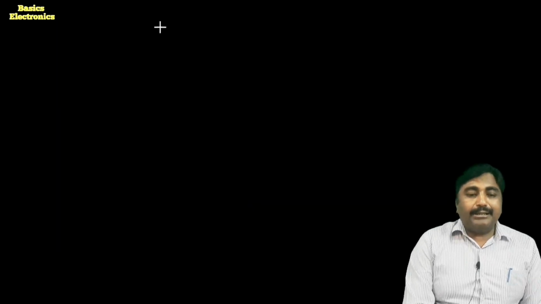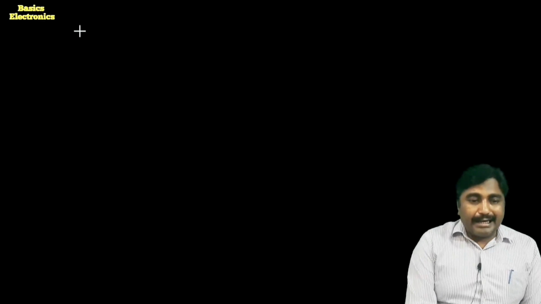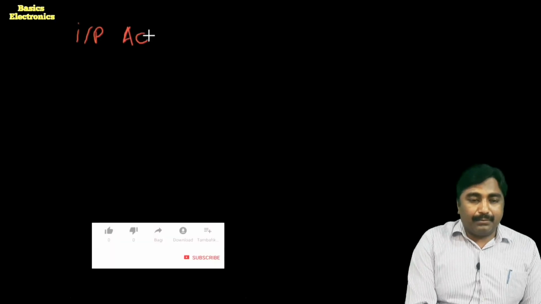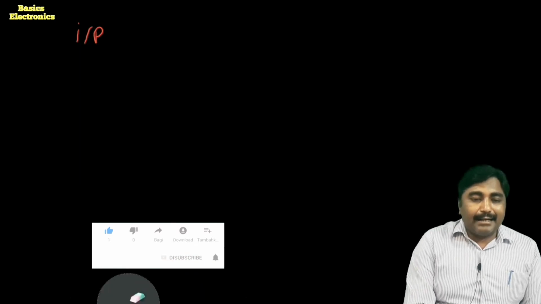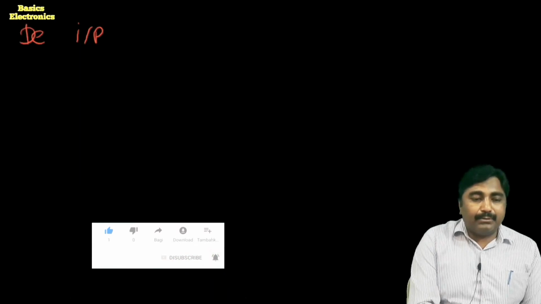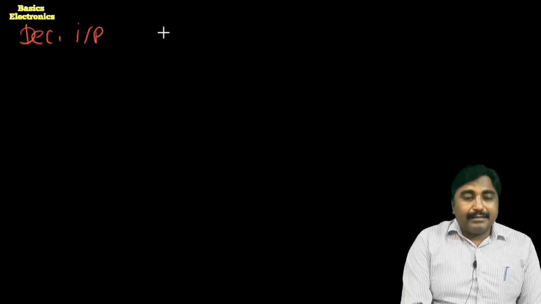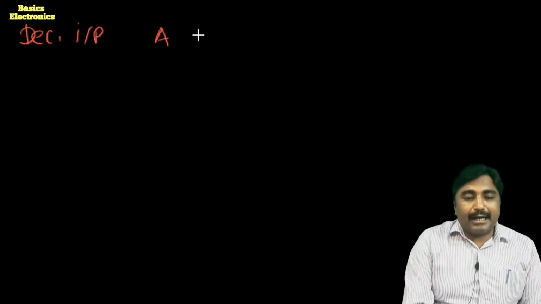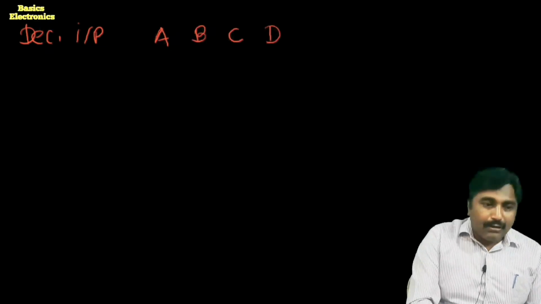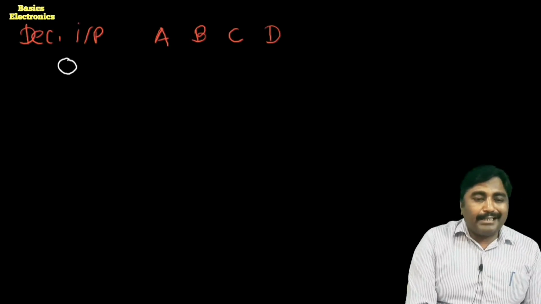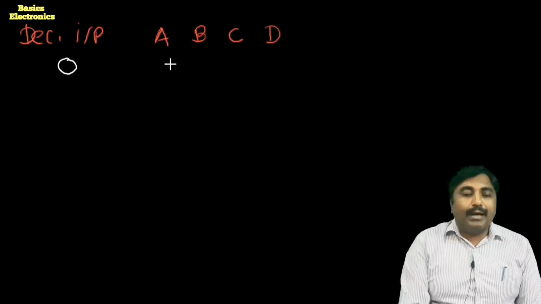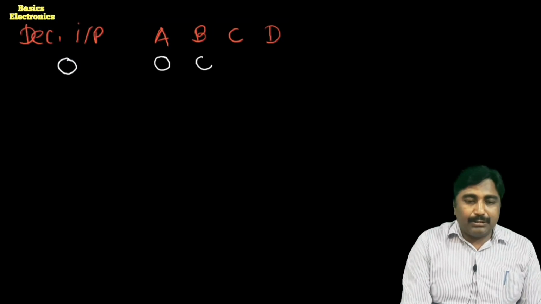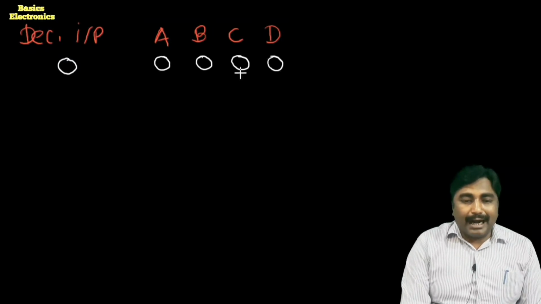For that, here we just require to draw one table, and in that table we show the inputs. Those inputs are the active inputs, or we can say the decimal inputs, and the outputs are the 4 outputs A, B, C and D. For example, suppose we apply the decimal input equal to 0. At that time we get the output 0, 0, 0 and 0.